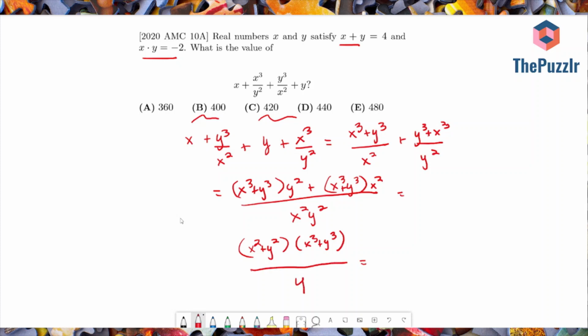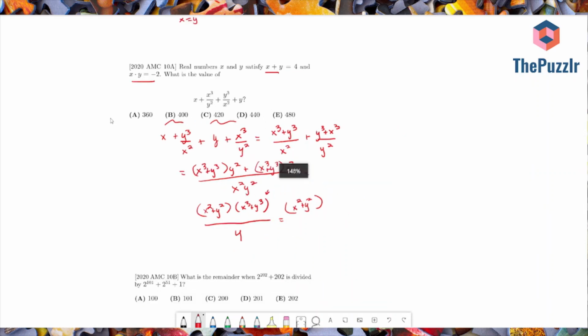Now, this right here is the sum of 2 cubes, and we know how to simplify that. So we can write that as x squared plus y squared. And then let's go back up to the sum of cubes formula.